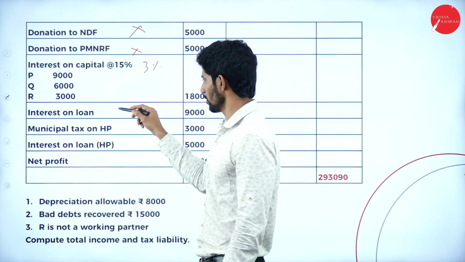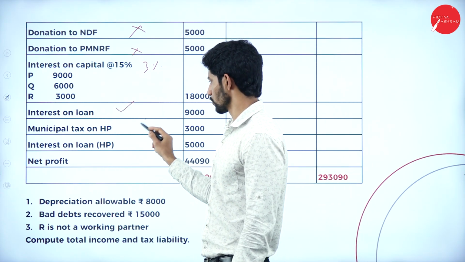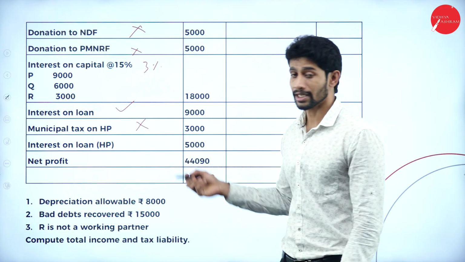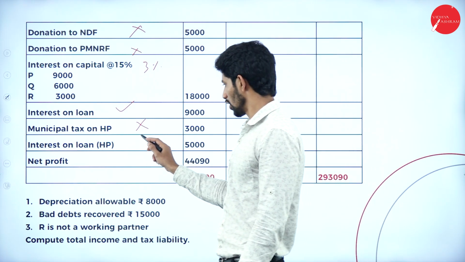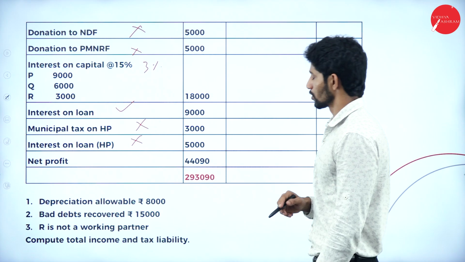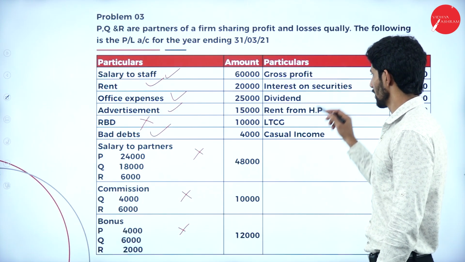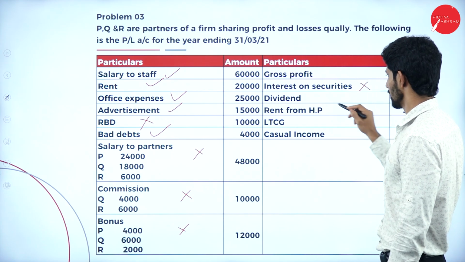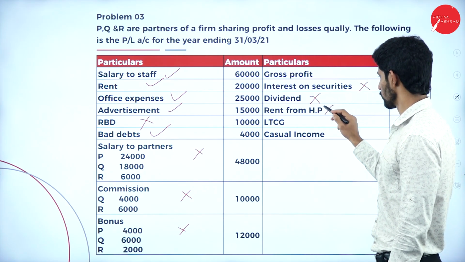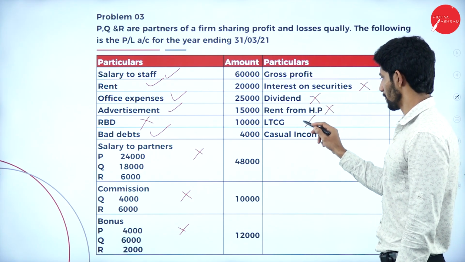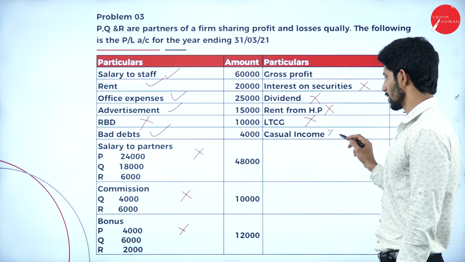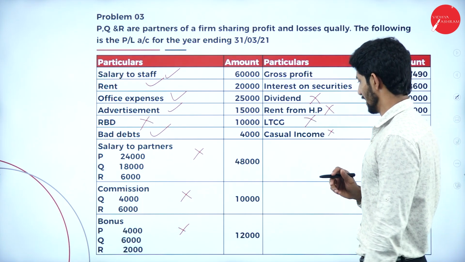Next, interest on loan, business. Municipal tax on house property, not a business. Interest on loan relating to house property, not a business expenditure. So looking into the income side: gross profit, business. Interest on security, not a business. Dividend, not a business. Rent from house property, not a business. Long-term capital gain, not a business. Casual income, not a business income.